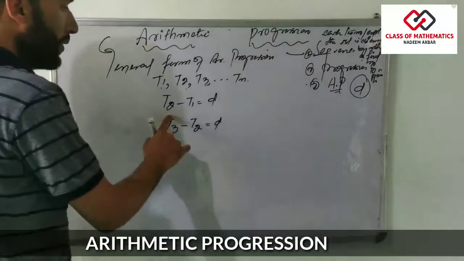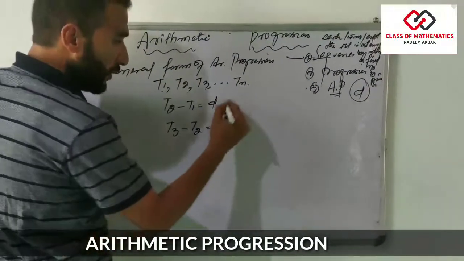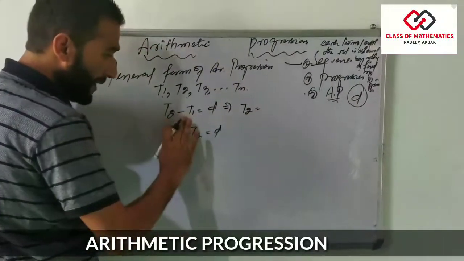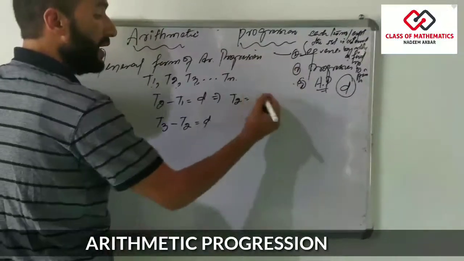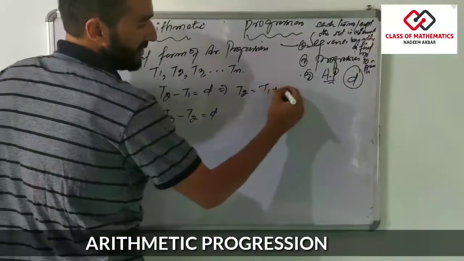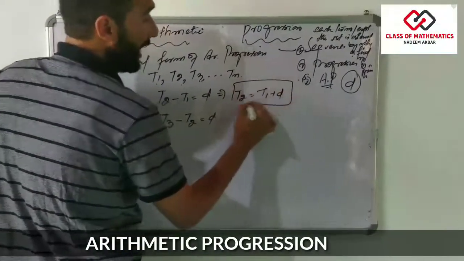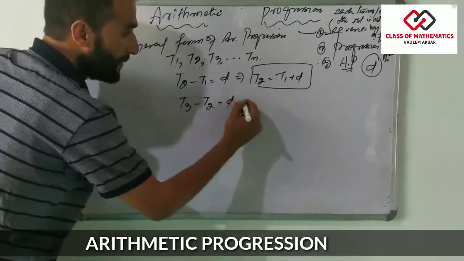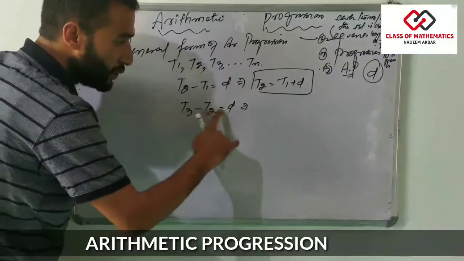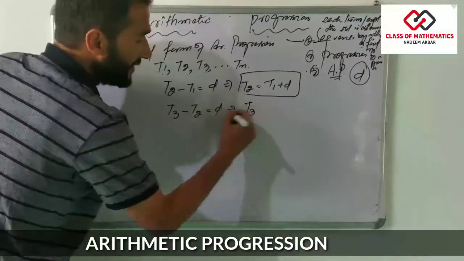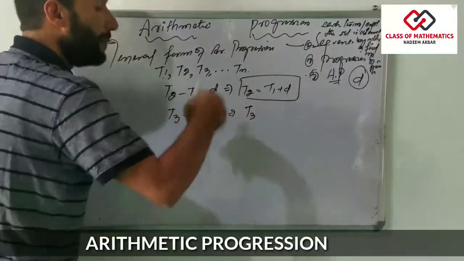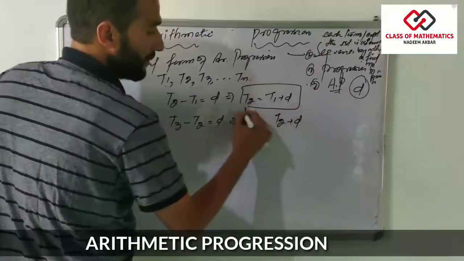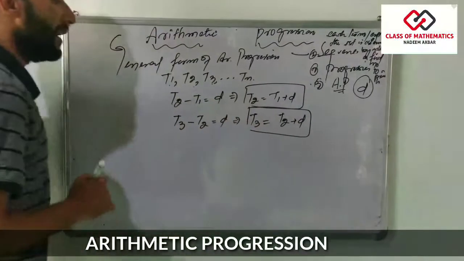Now if T2 minus T1 is equal to D, can I say that T2 will be equal to, जब मैं इस T1 को यहां पे ट्रांसपोज करूंगा, T1 plus D. Remember this thing. I am going to derive the general form of arithmetic progression. Number second, अगर आप यहां पे देखोगे T3 minus T2 is equal to D. Now can I say that T3, जब minus T2 को मैं यहां पे ट्रांसपोज करूंगा, will be T2 plus D.